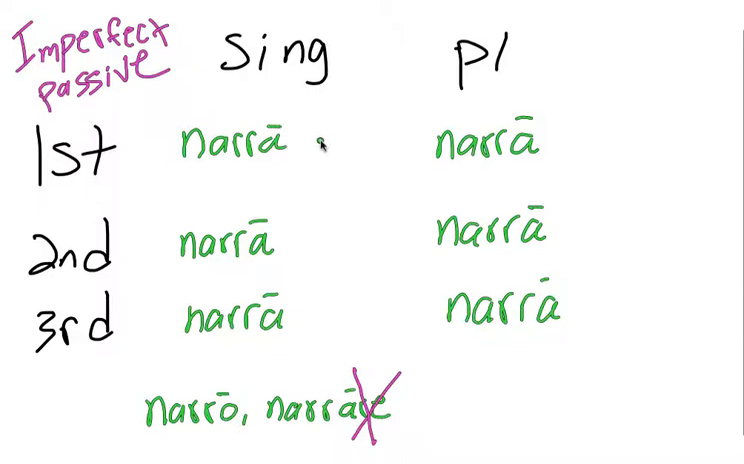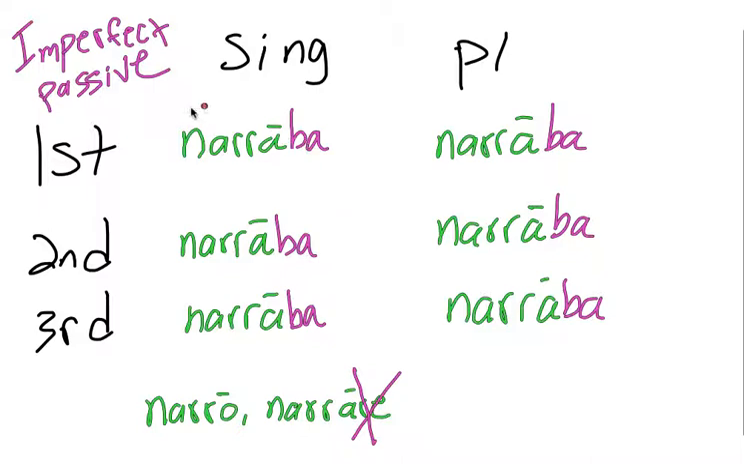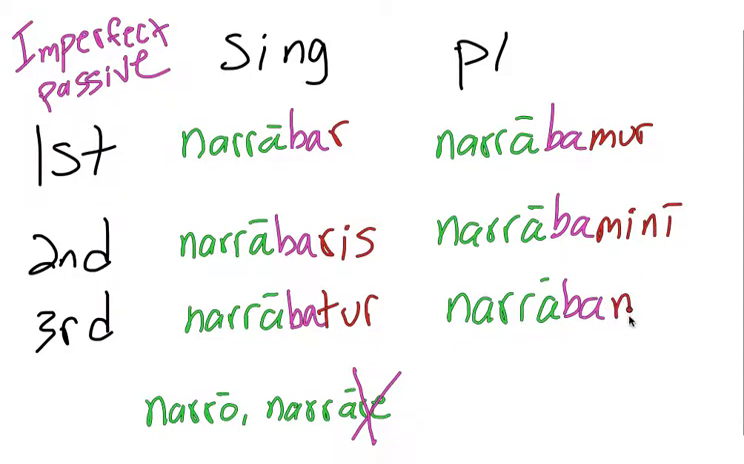Okay, and since it's imperfect, I'm going to add the tense sign BA. Okay, and then after I add the tense sign, the BA for imperfect, now I'm going to add the endings for passive, which remember are R, ris, tur, mur, mini, and ntur. Okay, so ris, tur, mur, mini, and ntur. Okay, I'm just putting in the macrons where they go.